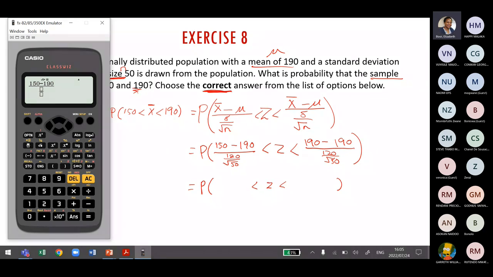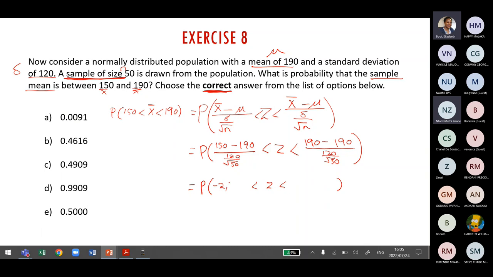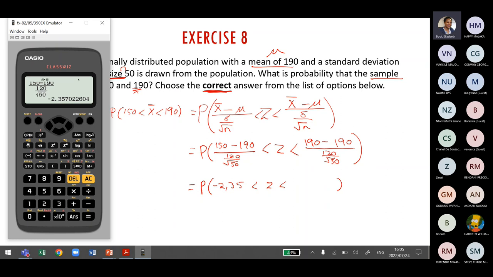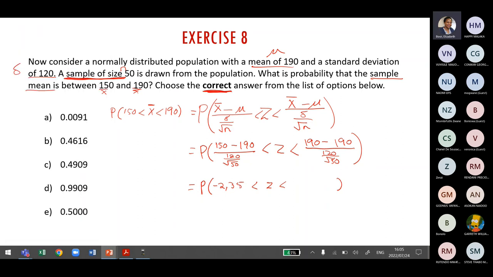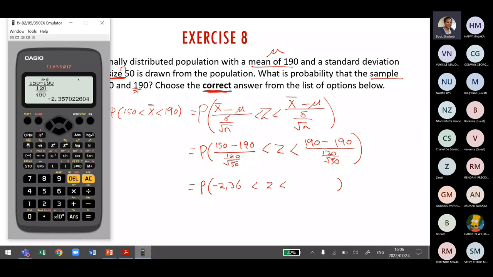And I need to also do 120 divided by the square root of 50, which then equals to minus, do you also get the same answer? Minus 2.35, no, 2.36, because I need to round it off correctly. So that will be 2.36. And you do the same.